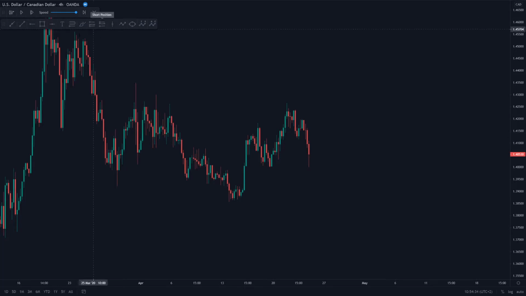So the first thing you want to do is identify, okay, are we situated in an uptrend or in a downtrend? So if you're in an uptrend, you know that we're going to have higher highs and higher lows. And if you're situated in a downtrend, you know that you're going to have lower lows and lower highs.